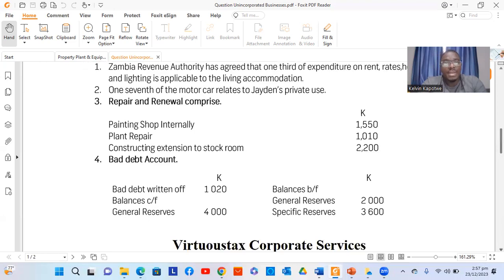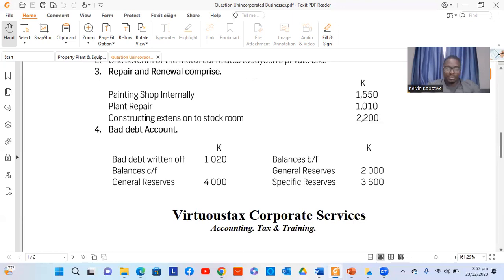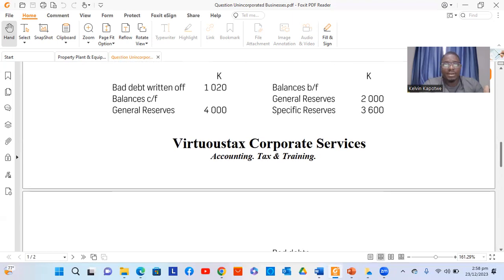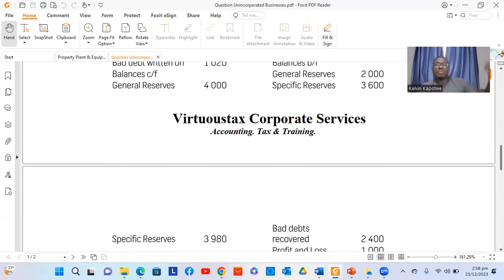All right. So when you look at the bad debt account there, we've got two sides of the bad debt account, and I'm sure you must know how to read these accounts. So we've got the credit side, and then we've got the debit side. So there's a balance brought down. At the beginning of the year, we have been told that there's an increase in general reserves. If you look at the bad debt written off, then on this side there's bad debt carried down, meaning from the previous year we carried down some debt which was brought forward in the coming year.